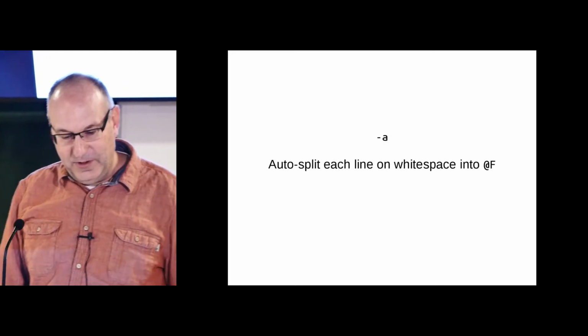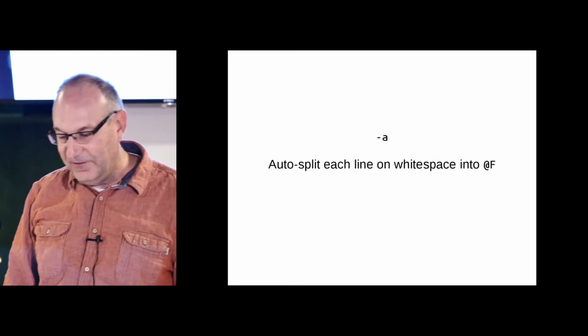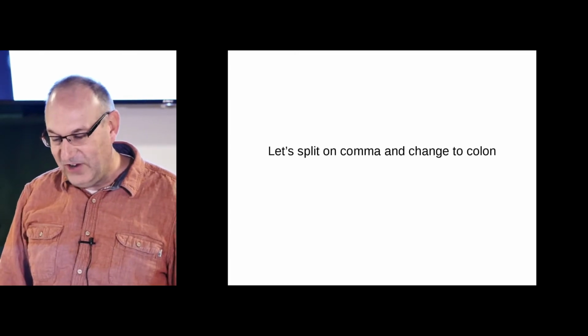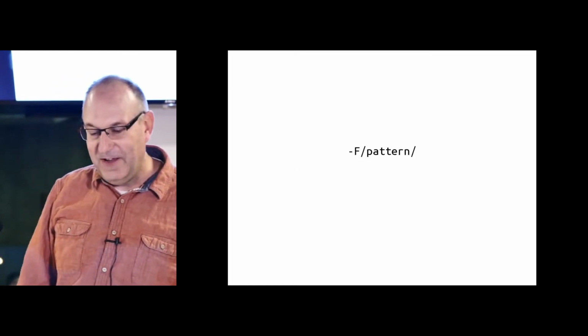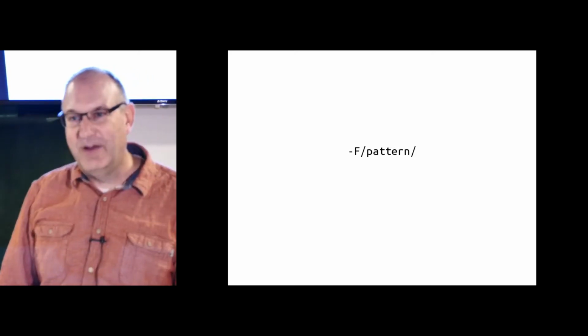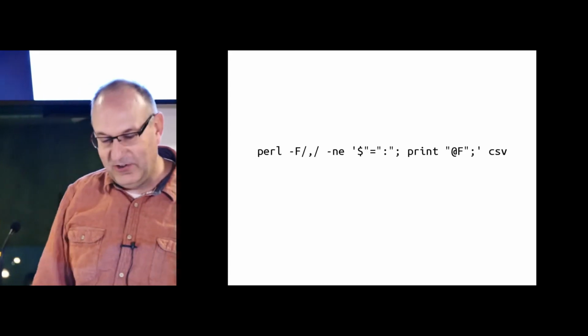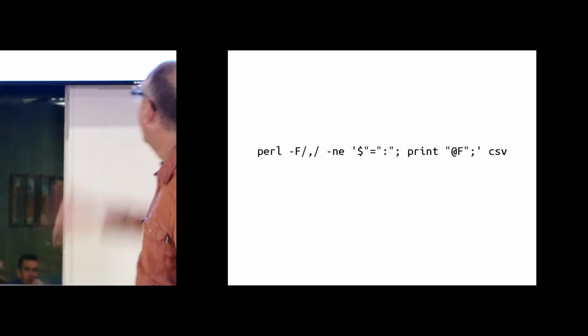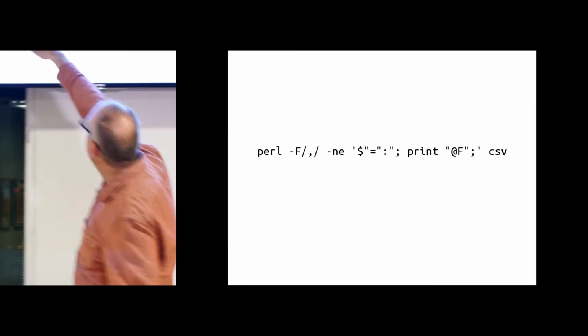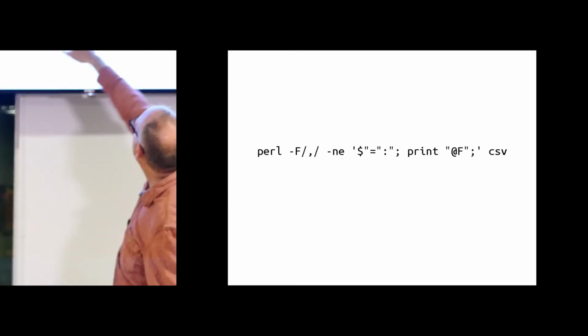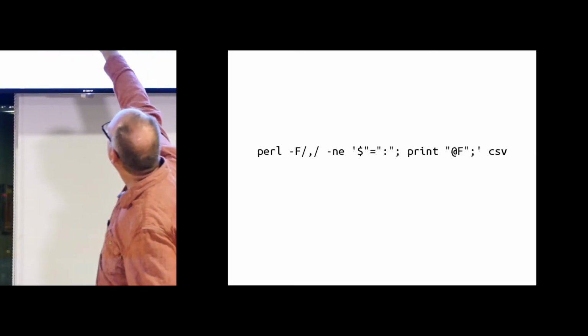So -a auto splits each line on white space into @F. So let's split on comma and change it to a colon. So -F pattern lets you change the auto split character from white space to something else, whatever's in the pattern. So here we're going to auto split on commas, and then we're going to change every comma to a colon.